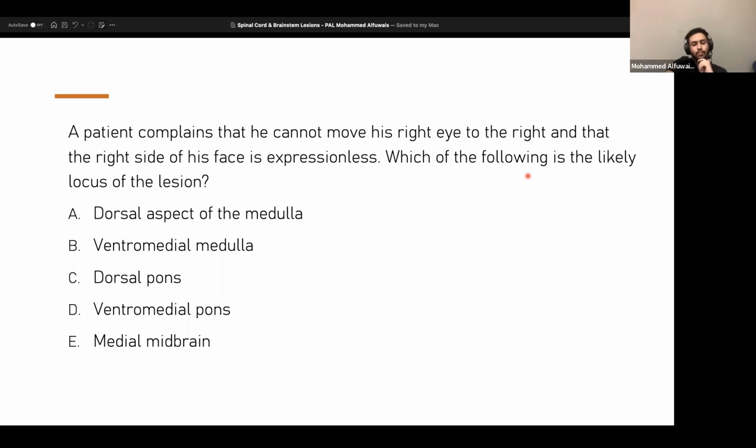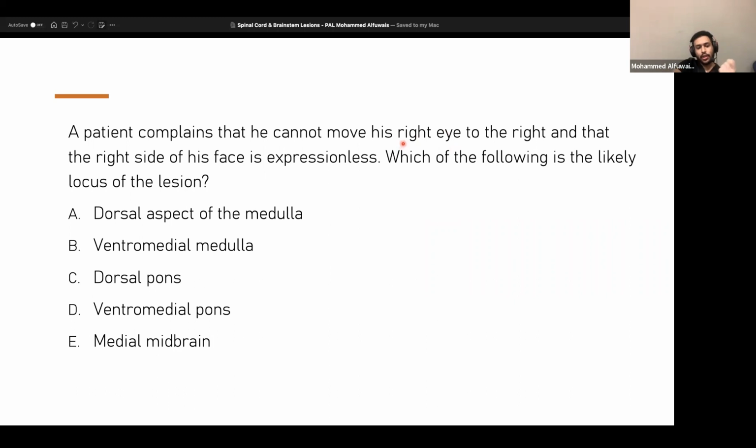Someone answered D. How about the rest of you? Someone said C and someone said E. Okay, so first thing is, it is the pons. Why is this the pons?